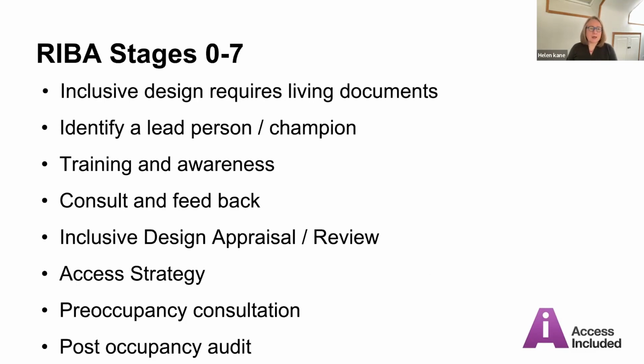So look at all the RIBA stages from 0 to 7. Look at inclusive design requirements as living documents. They don't just sit on a piece of paper or get filed away. Try and identify a person who leads on inclusion. It's very important because when you make a small change, it can have a big impact on inclusion. So a Pantone here and a few degrees in gradient there can make the difference between getting there and not getting there. Try and embark on training and awareness. We pump out a lot of information as access consultants, and a lot of it's really interesting.